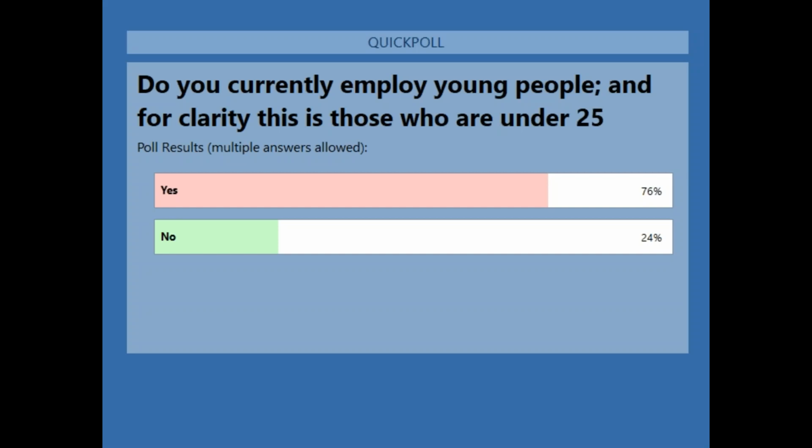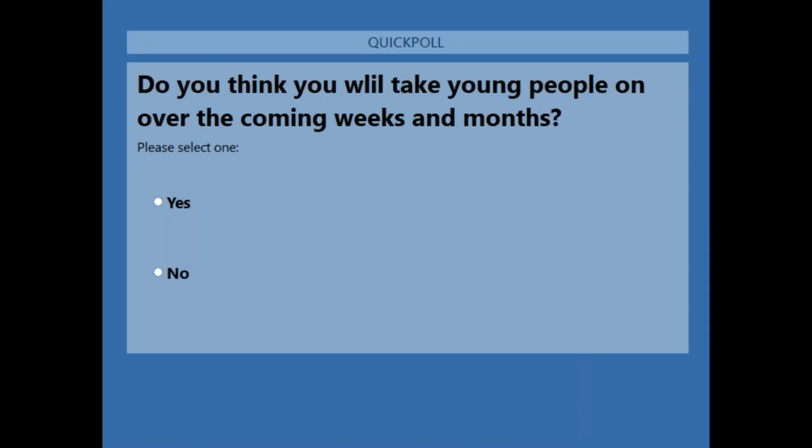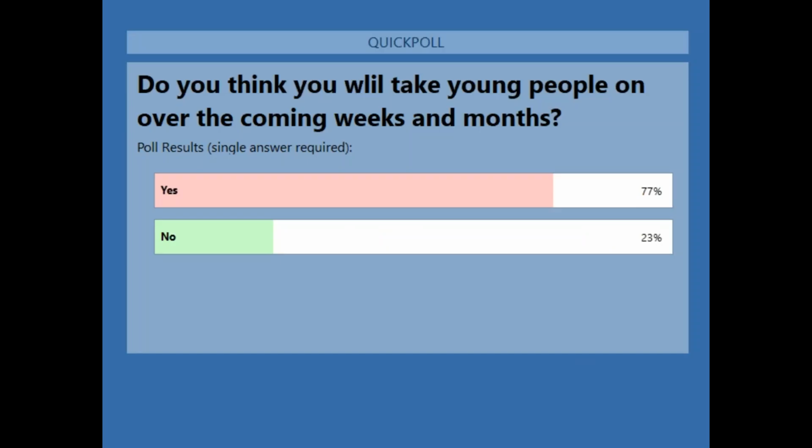Okay, that's a high percentage. It is a high percentage, yeah. So I'm just going to hide that one and load the next one, which is, do you think you will take young people on over the coming weeks and months? I'm just going to launch that one. I think nearly everybody's voted on that one, so I'm going to close that poll and share that with you. There we go. That's brilliant. Another high percentage, 77% are going to take more on. So this is what the government are hoping for, isn't it? It's what they're looking for.